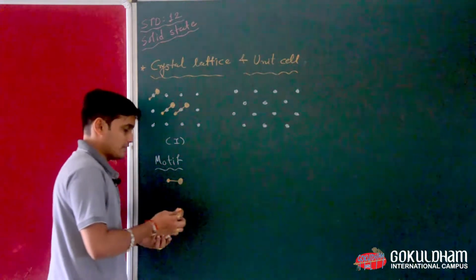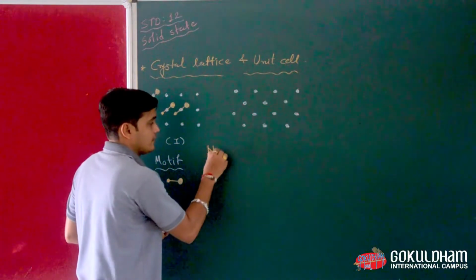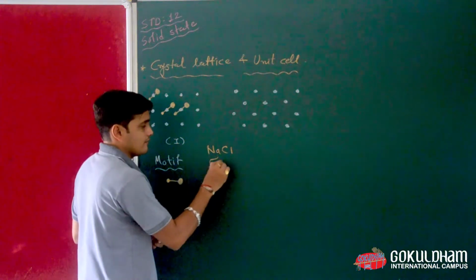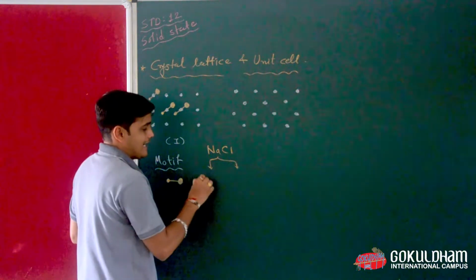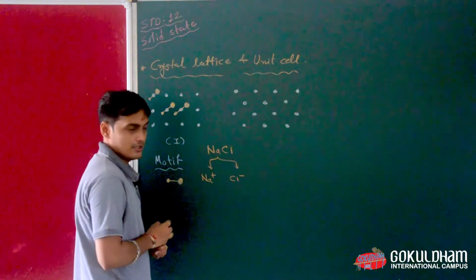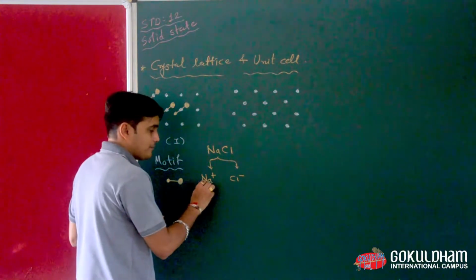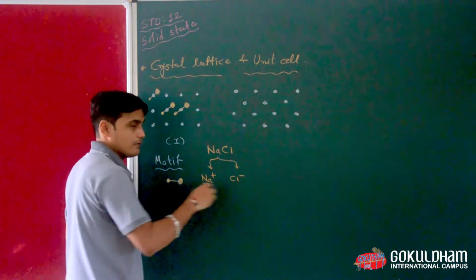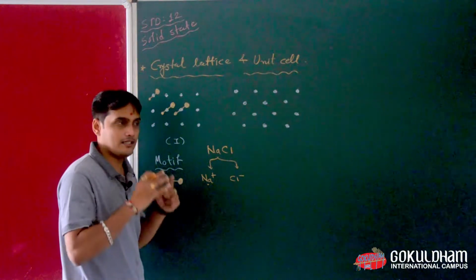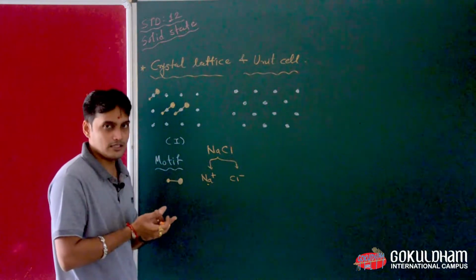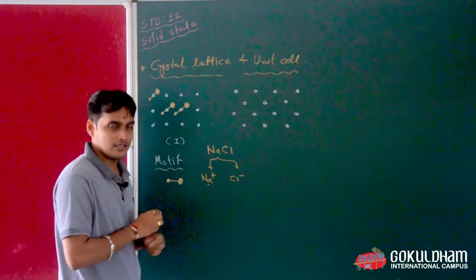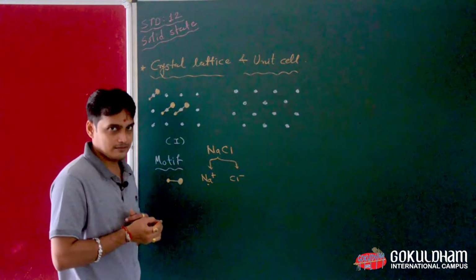I am giving you one example of NaCl. In NaCl, two ions are present, Na plus and Cl minus. Each Na plus is surrounded by 6 Cl minus ions, forming a close packed cubic structure. So that cubic structure is known as a crystal lattice.